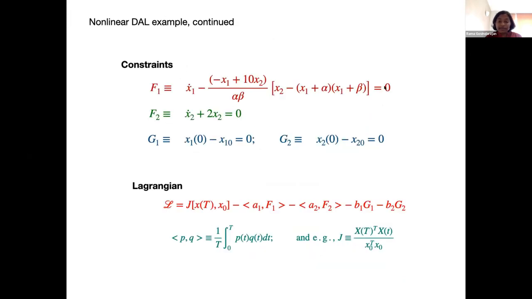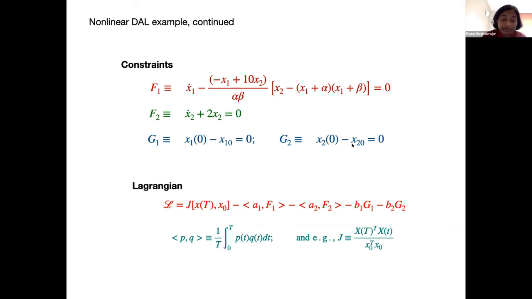F1 equal to 0 and F2 equal to 0 are the two constraints from the equations. We have further constraints from the initial conditions. Suppose I start with an x10, which is my initial condition. Then the value of x1 at time equal to 0 should be equal to x10. This is a trivial constraint, but it's important because it helps us derive some things for the initial and final times. So this is a trivial condition, but it needs to be satisfied.